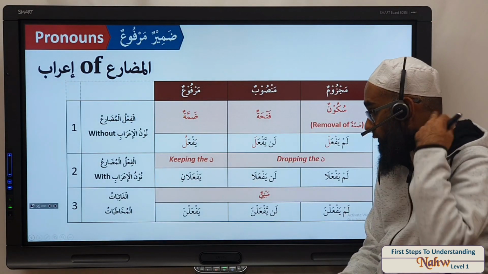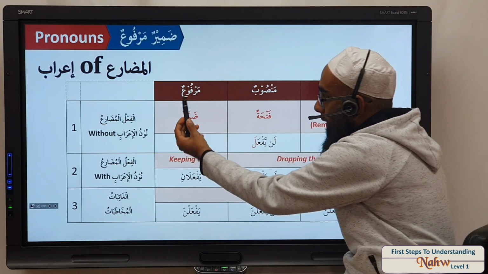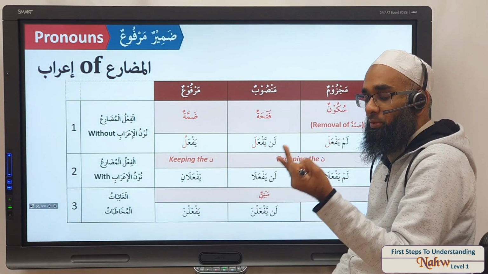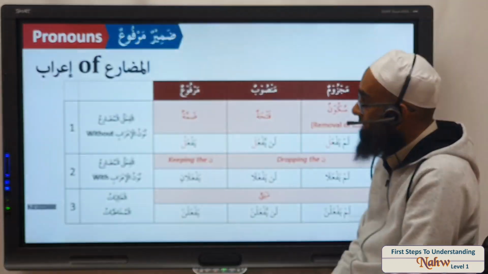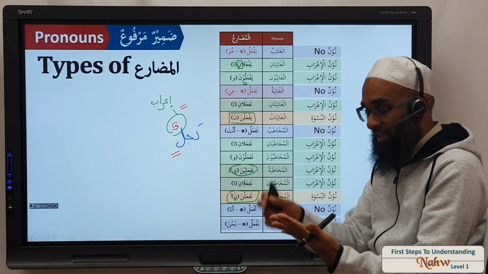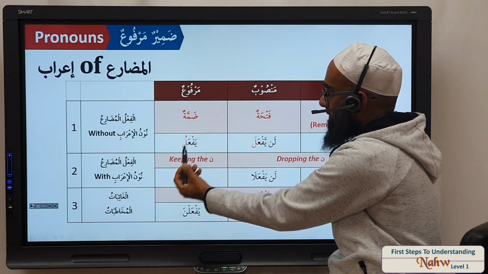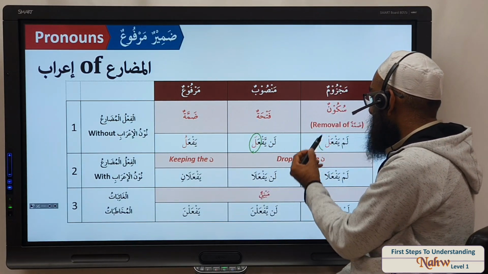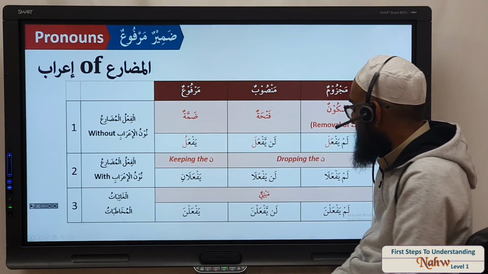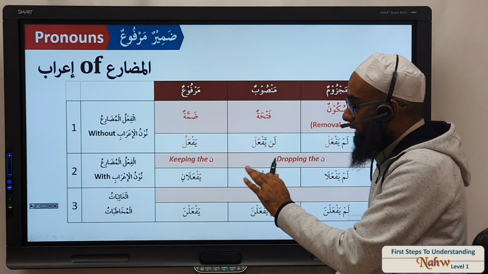Understood? So now we understand, we can now lay out our table. So we've done this already. We go over again. When it's marfu', fi'lul mudari without noonul i'rab: yaf'alu, taf'alu, af'alu and naf'alu. These are really 5 sigha, but 4 forms. These have, when it's marfu', simple dhamma, mansoob, simple fatha, and majzoom, simple sukoon, or just removing the dhamma. Yes, you remove the dhamma.